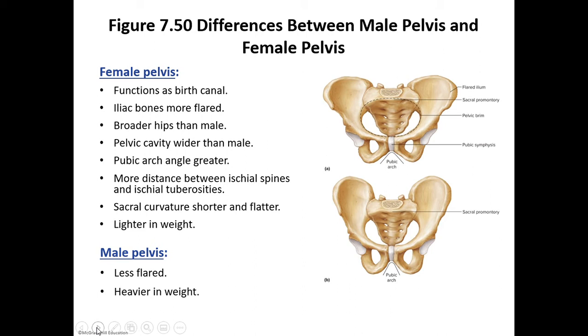Differences between male and female pelvis. Well, you have a female pelvis on the top and a male pelvis on the bottom, and notice that the wings of the ilium are wider. Notice that the hips sit out just a little bit wider as well. The pelvic brim is also wider, because that serves as part of the birth canal. The male pelvis is less flared, but it's more dense.